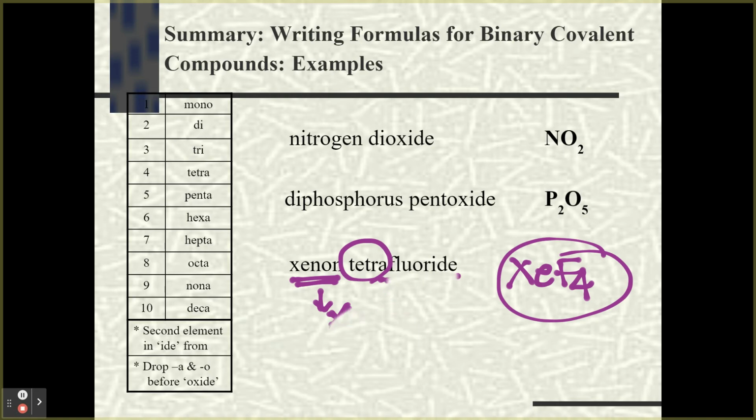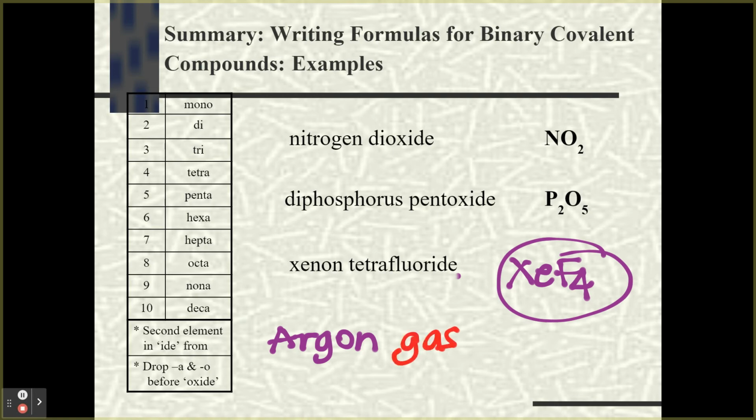All right. Let's try this one right here. For example, guys, it's argon. Or some people would write this down as argon gas. So we just want to focus on argon. All right, argon. If you look at the periodic table, that's only one element, Ar.